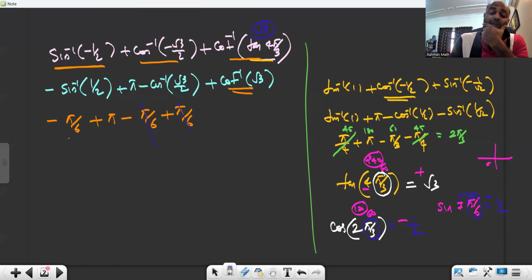Pi minus pi by 6 will be 5 pi by 6. That is the correct answer. Everyone please check, and if any mistake is there, let me know. 5 pi by 6 is the correct answer, which is 150 degrees. Please check it.